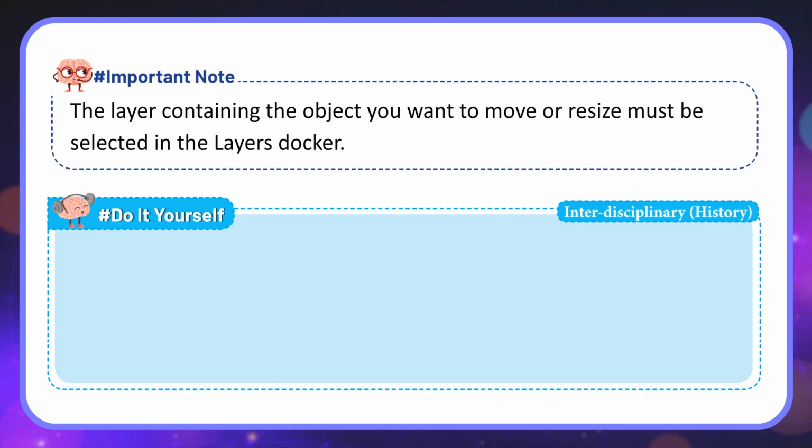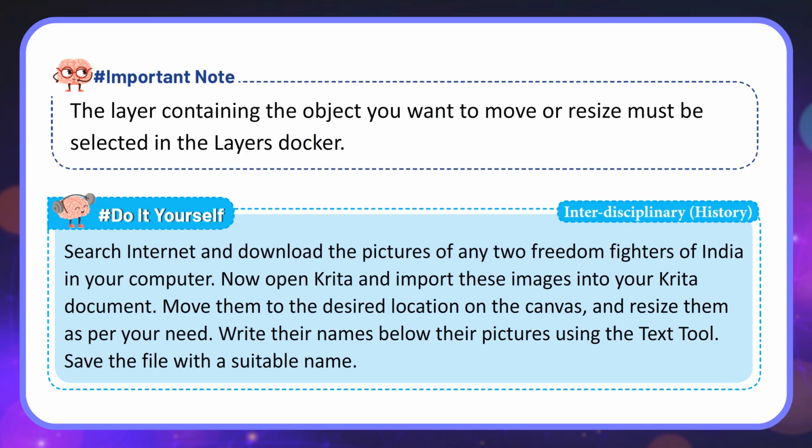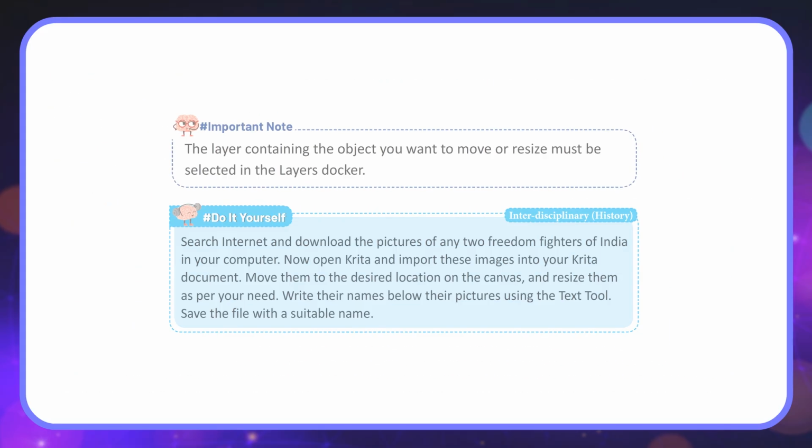Do it yourself. Interdisciplinary, history. Search the internet and download the pictures of any two freedom fighters of India to your computer. Now open Krita and import these images into your Krita document. Move them to the desired location on the canvas, and resize them as per your need. Write their names below their pictures using the text tool. Save the file with a suitable name.